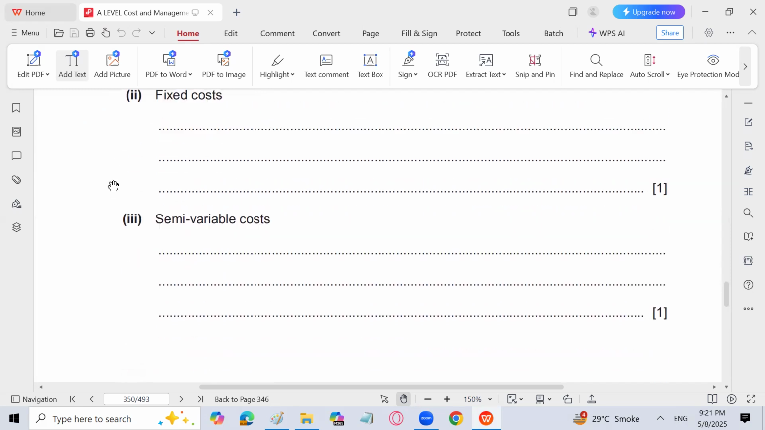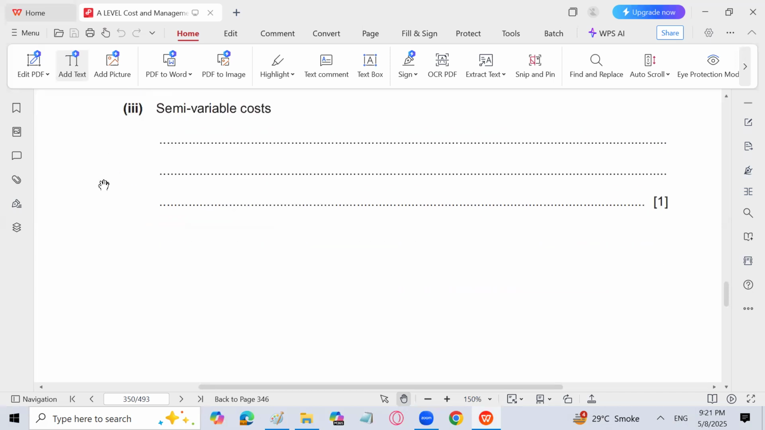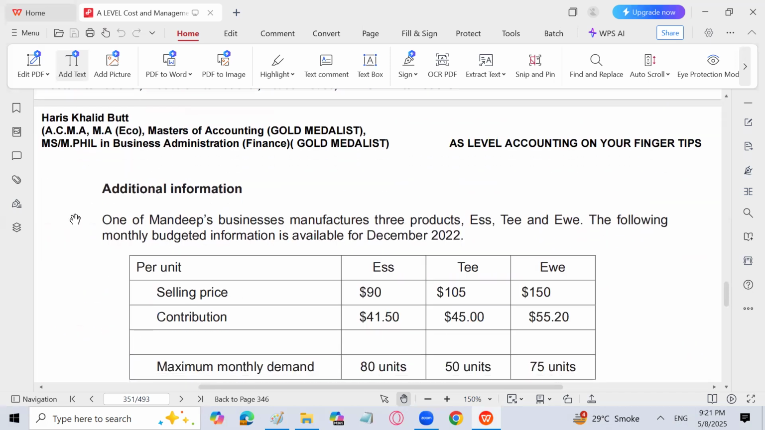Semi-variable cost is a cost which has some part variable and some part fixed, like a telephone bill, because it has a line rent which is fixed, and the bill itself is variable because it increases with the use of the telephone and decreases with less use, as is the case with electricity bills. It's a semi-variable cost. Additional information.